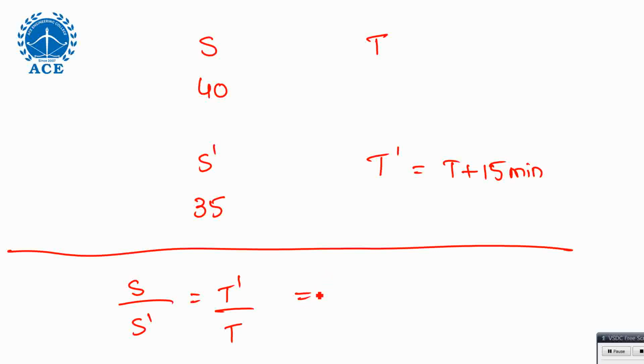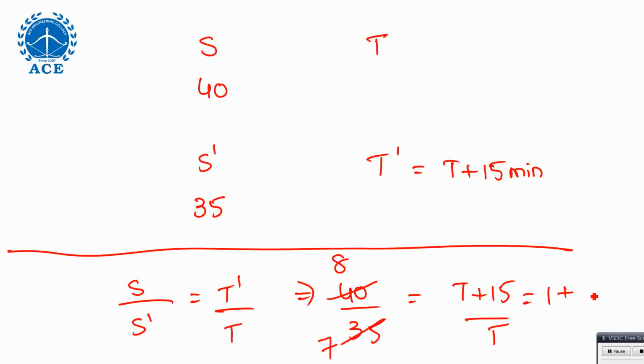So S is 40, S dash is 35. This is T plus 15, and this is nothing but T. Here what is this? 8 by 7. Here 1 plus 15 by T. The 15 minutes is in minutes only, so now you will get the T value in minutes only. Or else I have to take this as 1 by 4, then you will get it in hours. You act accordingly. So I got minutes only now.